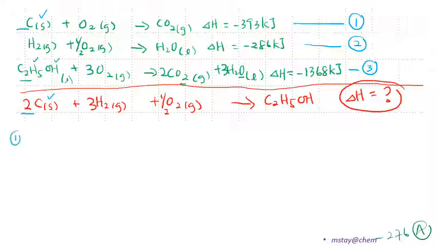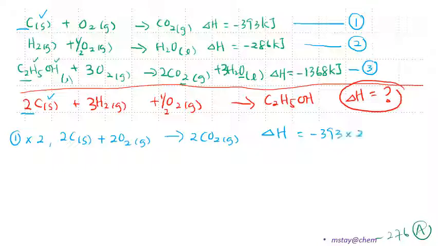So the first equation is going to be multiplied by 2. So 2 mole of carbon reacts with 2 mole of oxygen gas to produce 2 mole of carbon dioxide gas, and then the enthalpy will be negative 393 multiplied by 2. So that's settled for the 2 mole of carbon. This is what we want, so we circle it first, no problem.